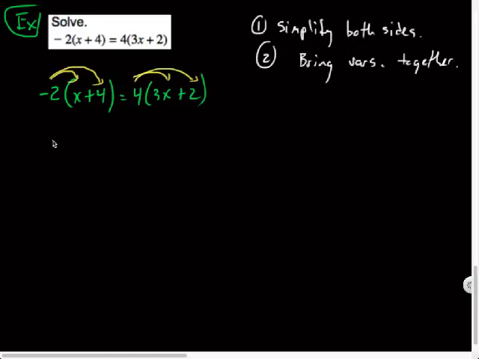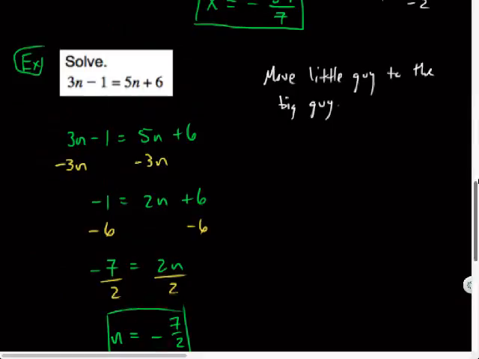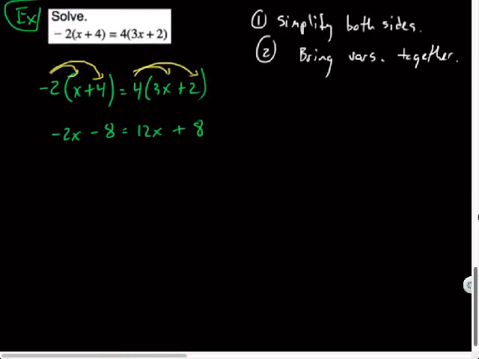So negative 2 times x is negative 2x. Negative 2 times 4 is negative 8. Equals 4 times 3x. What's that going to be? 12x. Yeah, I just multiply the numbers and the variable stays the same there. 4 times 2 is 8. Okay. So we've simplified, and now notice that it's actually kind of similar to where we started, where I had a variable on both sides. Same sort of idea there.